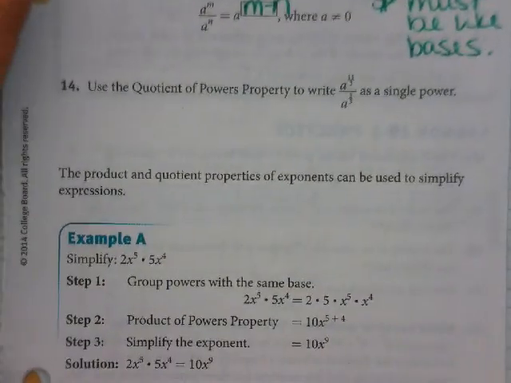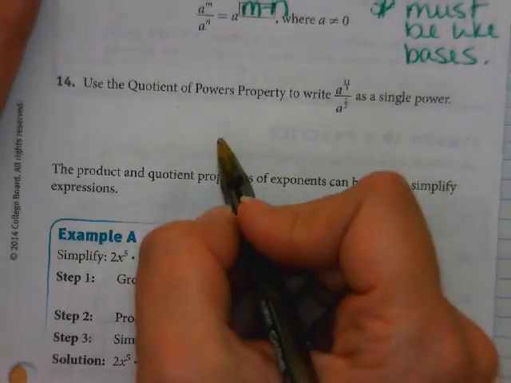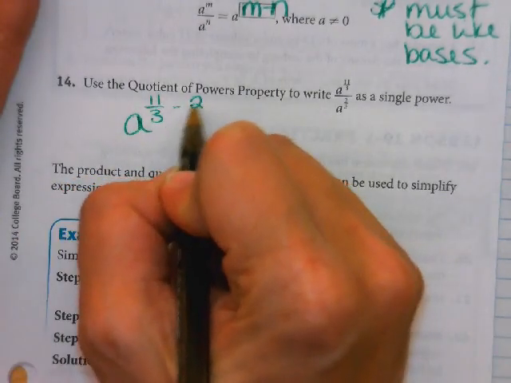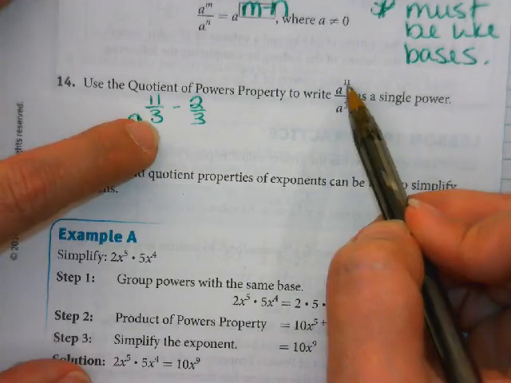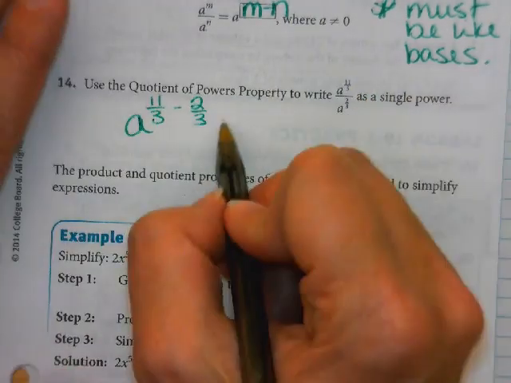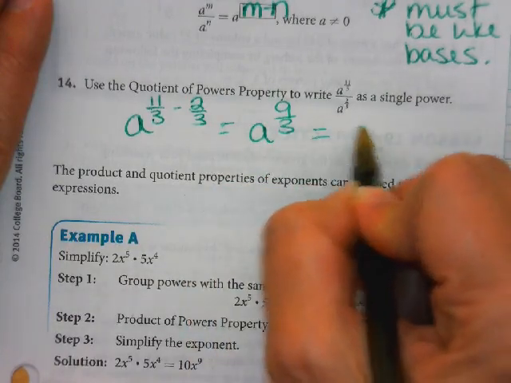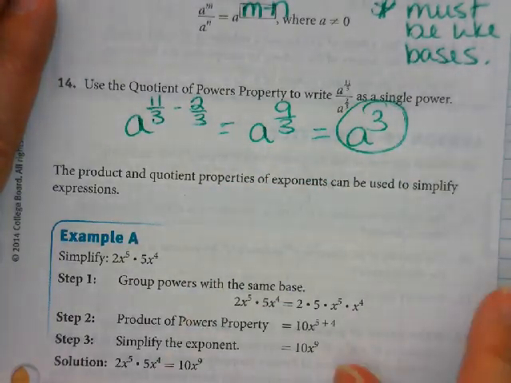We can do the same thing with fractions just like we looked at a minute ago. So if the rule is subtract, 11 thirds minus 2 thirds, and again the numerator is first and the denominator is second. I know that 11 minus 2 is 9 thirds, which is a to the third.